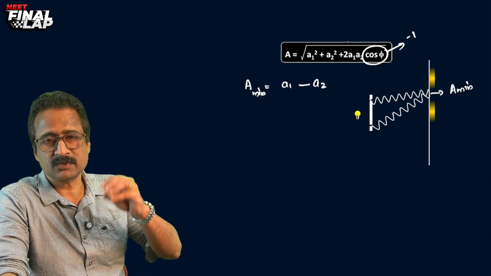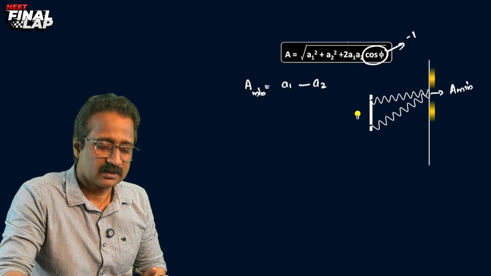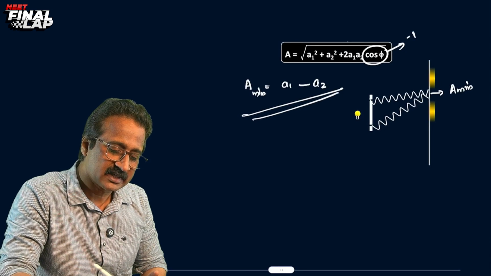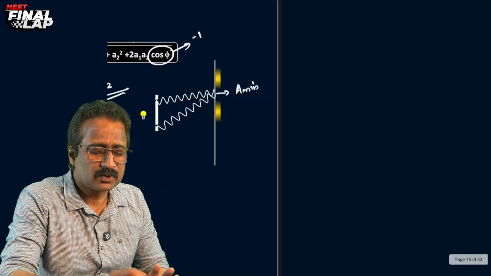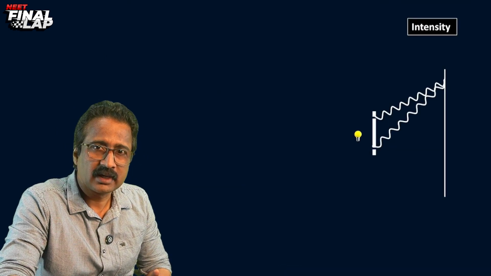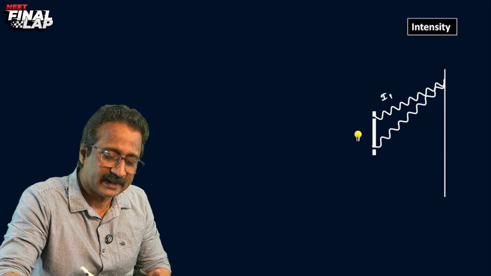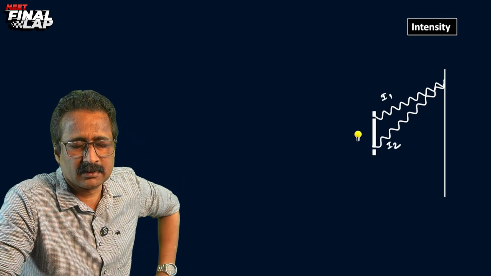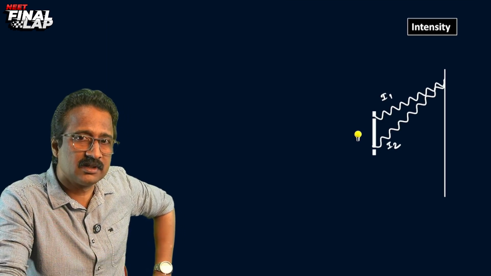So these are the values of amplitudes at the center of every bright band and center of every dark band. You can say A maximum is equal to a1 plus a2, and A minimum in this experiment will be a1 minus a2. This is about amplitude. But when it comes to questions, what is more important is intensity. Let's say again, this double slit is emitting waves of intensity I1 and I2 each. Intensity is a direct measure of brightness, of how bright a point is.